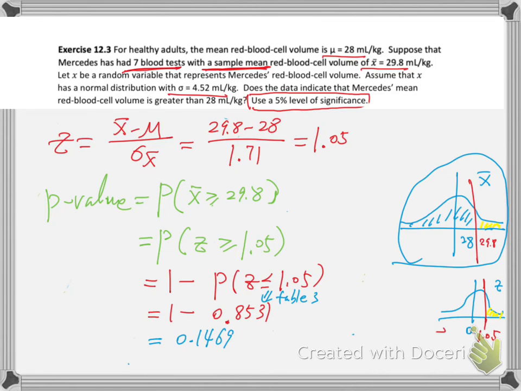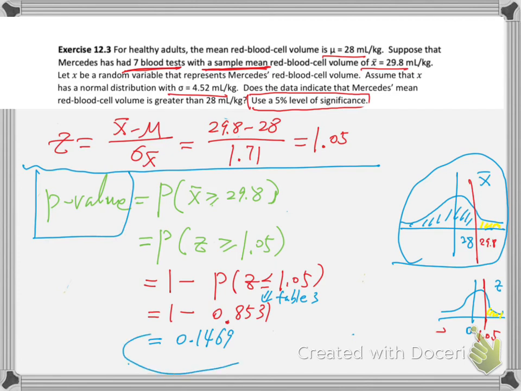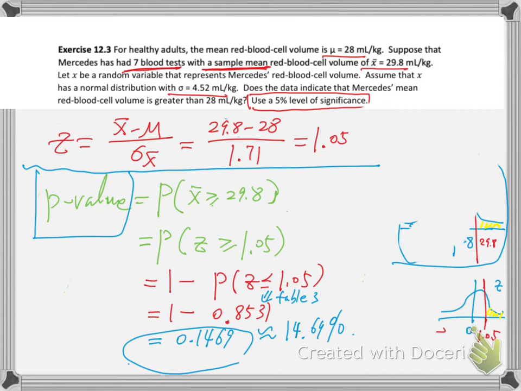This is still not the end of question 12.3. We changed x bar to z, defined something called the p-value, and found the p-value, which is about 14.69%. So what's the last step? We still didn't use the letter alpha yet. We have to compare this p-value to alpha. That's the last step.